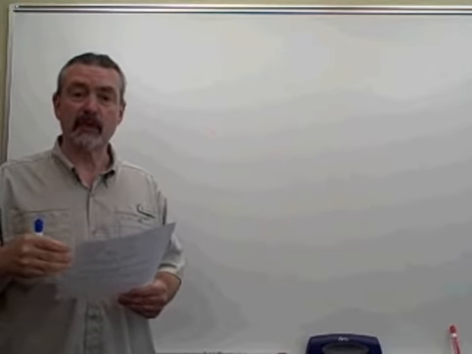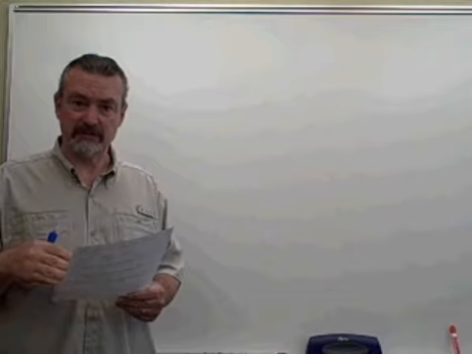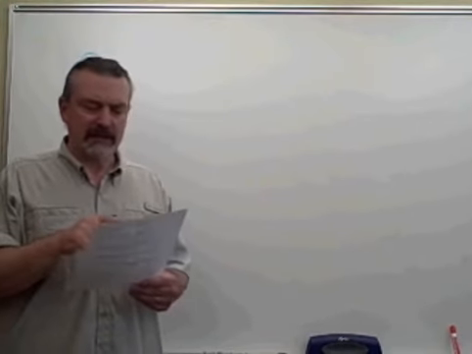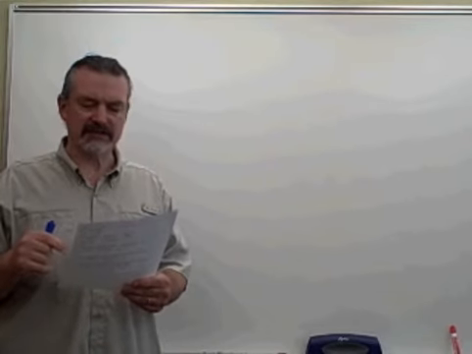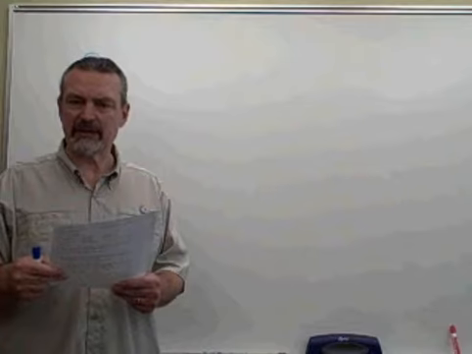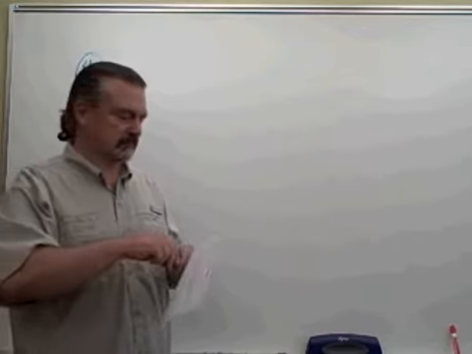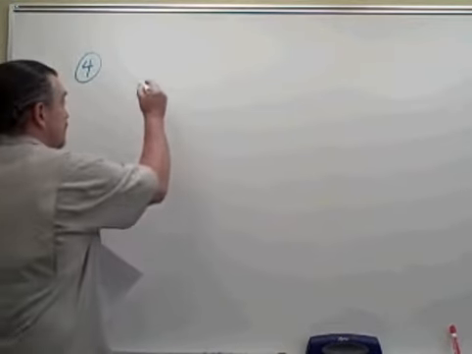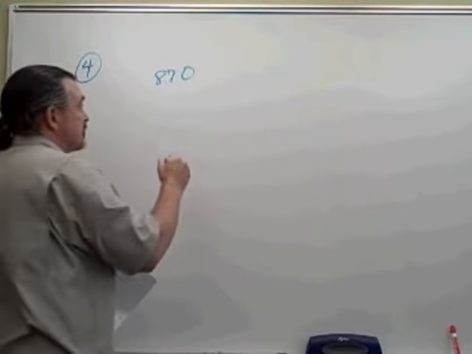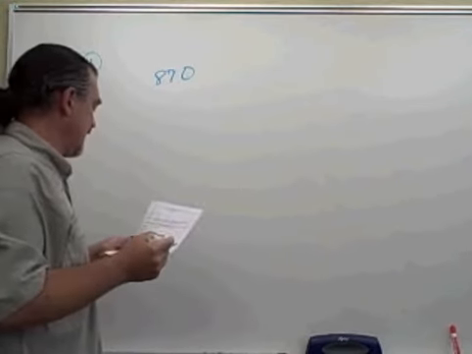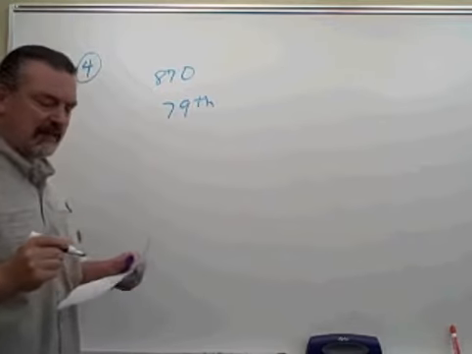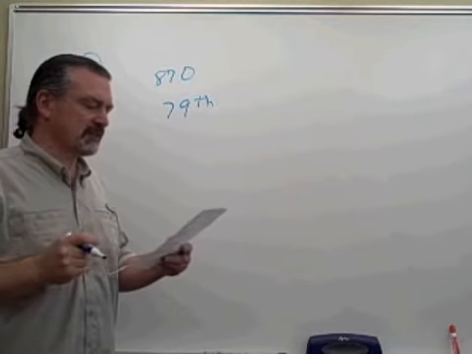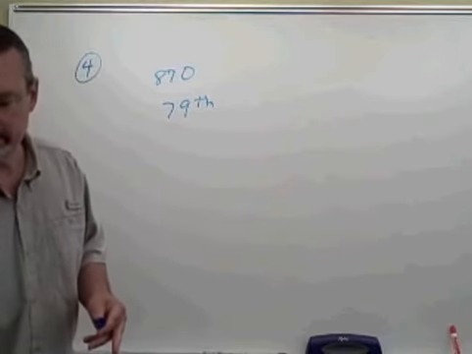This is problem 4 from the review sheet for our third exam in finite math. It says a student scored at the 79th percentile on a standardized test that was taken by 870 students. There were a total of 870 students who took the test, and this particular student finished in the 79th percentile. The question is, what was his rank?